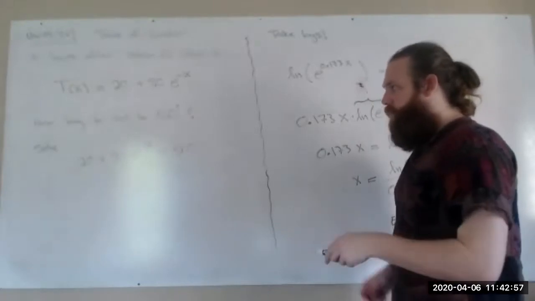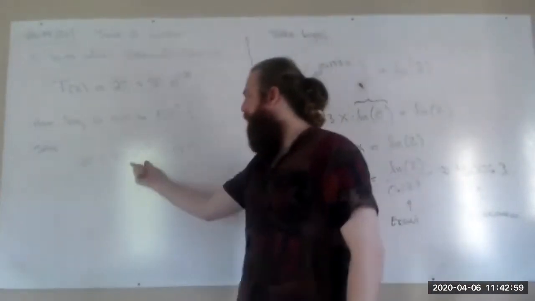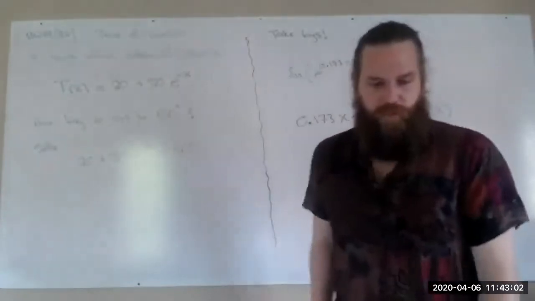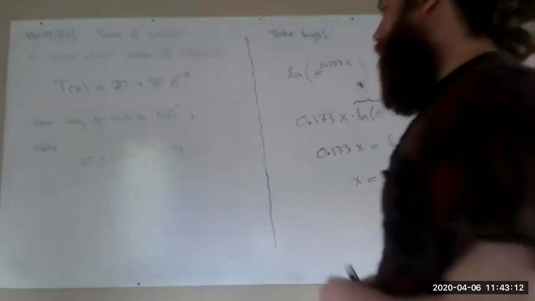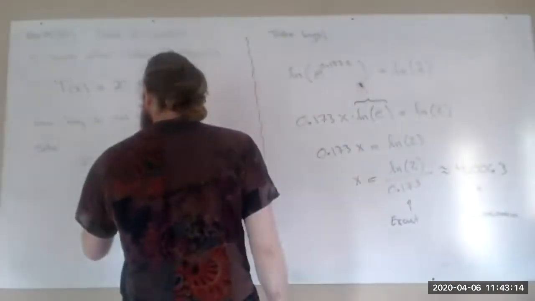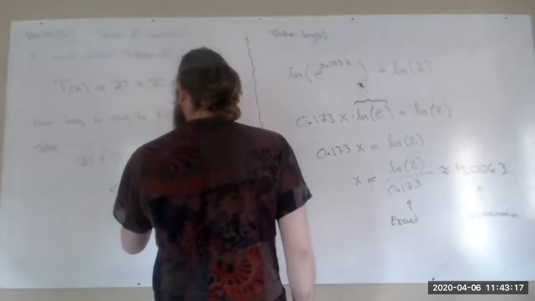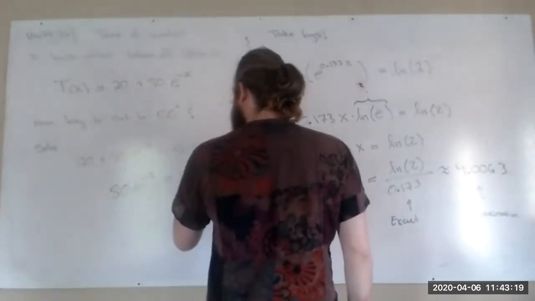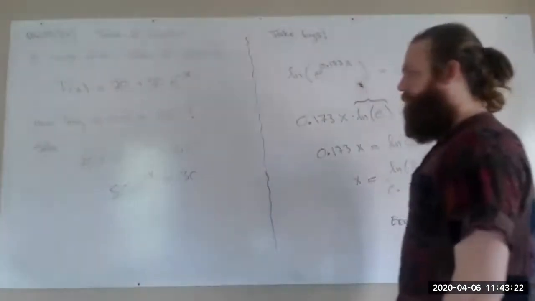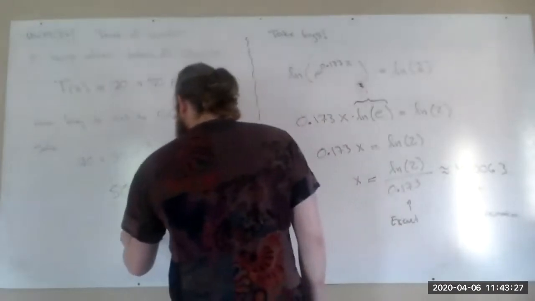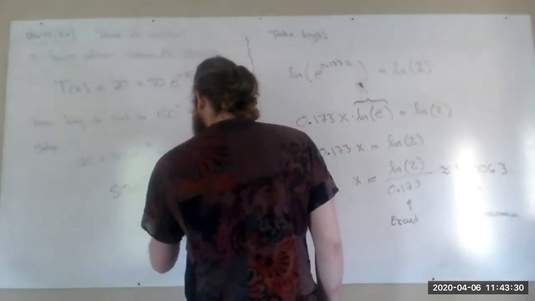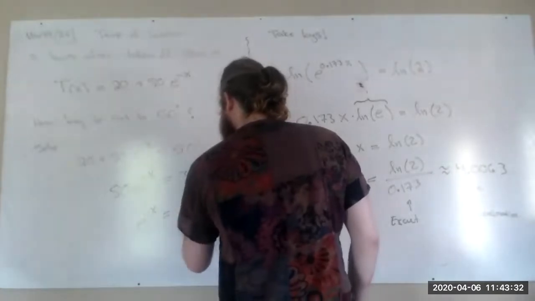First, I'll subtract 20 from both sides. So the game is going to be to get the e to the negative x alone and then take logs. Isolate the exponential and then take logs to undo the exponential. So if I subtract 20 from both sides, then I get 80 e to the negative x equals 50 minus 20 is 30. And then I divide both sides by 80. And that will give me e to the negative x is equal to 30 over 80, which is 3/8.